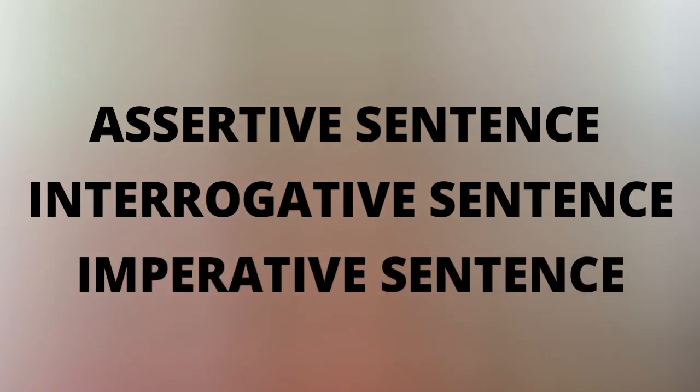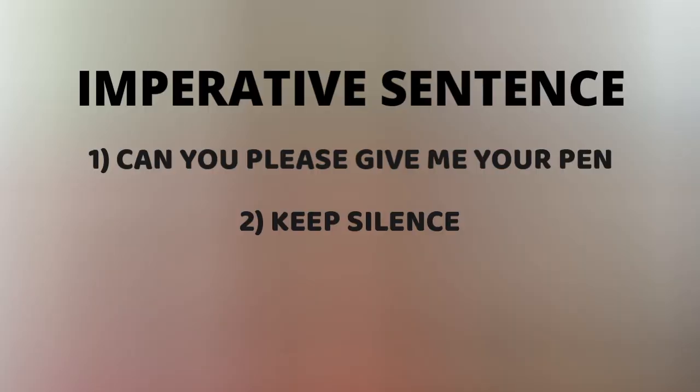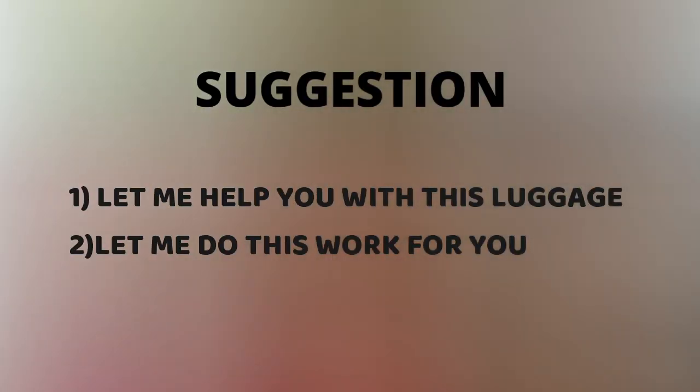All right. Now we looked into assertive, interrogative, and imperative. Imperative, we look at examples. Can you please give me your pen? You are requesting. That's imperative. Keep silence. Please be quiet. There you are giving an order. That is again imperative. And we have suggestion. Let me help you with this luggage. Let me do this work for you. You are giving a suggestion.